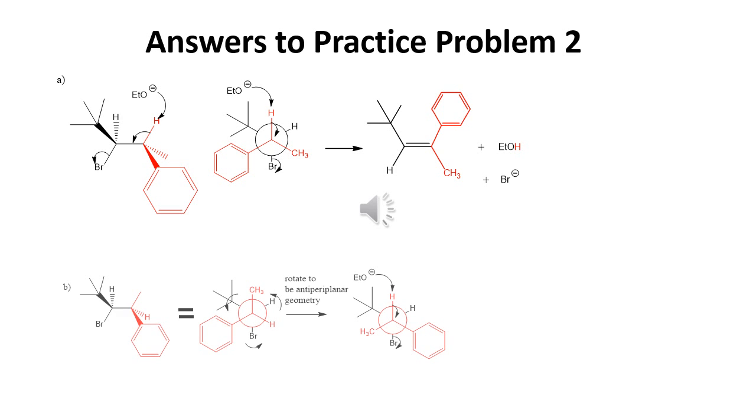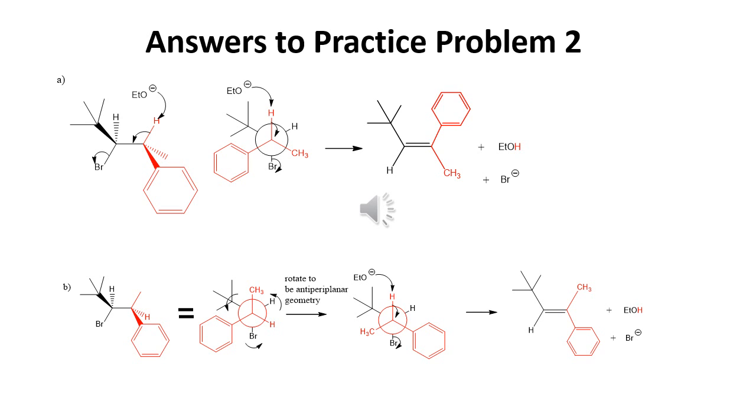In part B, the alpha CBr bond and the beta CH bond are not originally anti-periplanar in the sawhorse projection. So what we have to do, using our Newman projection, is to rotate those two groups so that they are anti-periplanar. Once we get that geometry, note that the tert-butyl group and the benzene ring are now across from each other, so they're going to be trans in the final product. And that's what we see.